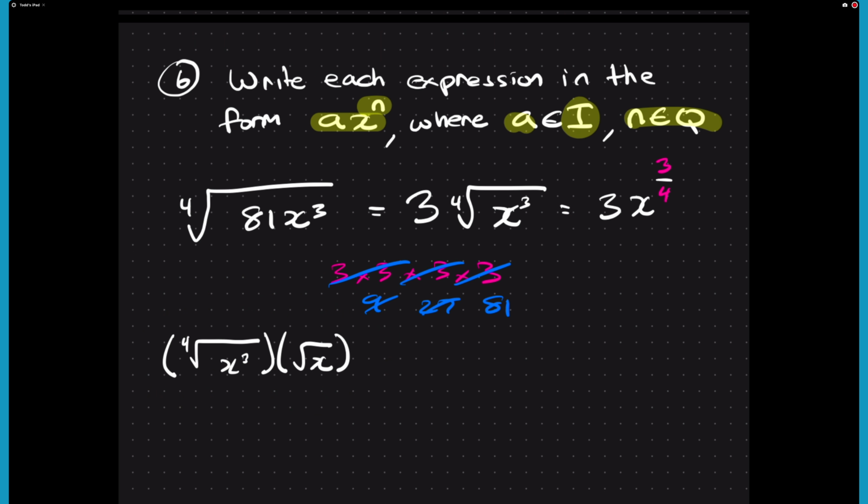Now, the 3x is not in brackets, so remember that this power right here is actually only being raised to the x, not to the 3 over 4.